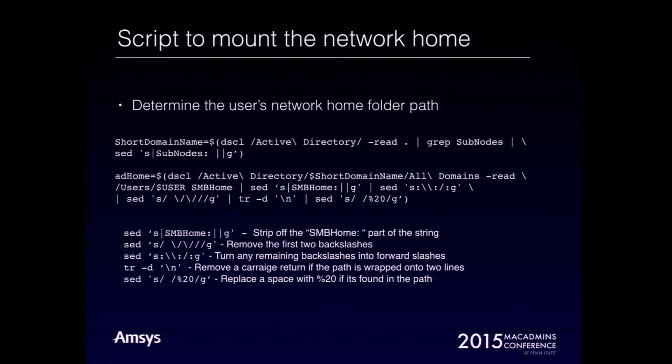We've been using this for about 5 years now, and we haven't had to add anything to it since then. The very last couple of bits, the tr, where it's piped into the tr command: we had one site, and we haven't seen it since, where the path was so long it was wrapped onto a second line. So we had to remove the carriage return, and then didn't see it again. And then this site where they have spaces in the short name, so replace a space with %20, and then it works. So all a bit odd.